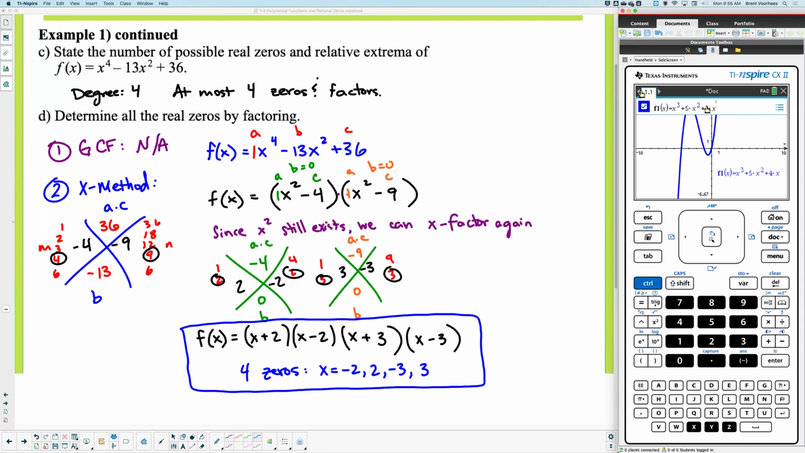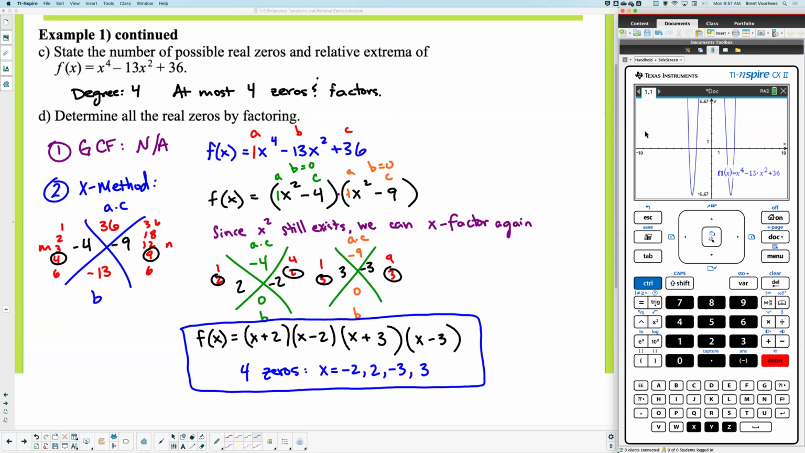Got to scroll up a little bit to see the whole original equation. It was a 4th power, a -13x squared, and then a +36.